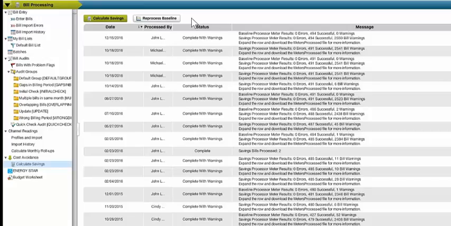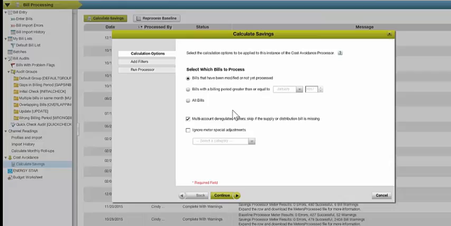So on a day-to-day basis, you should not click reprocess baseline. The only time I would do that is if I had a wholesale change, if I changed weather stations, or I changed my baseline year, something that affects the baseline calculations. You normally do not have to reprocess baseline. All you have to do is calculate savings.